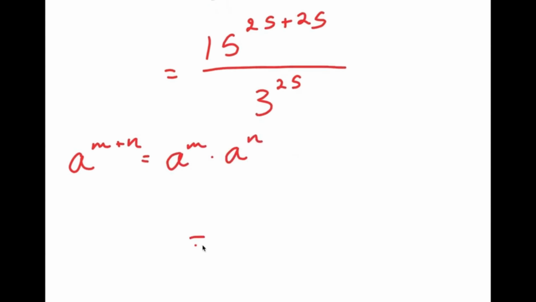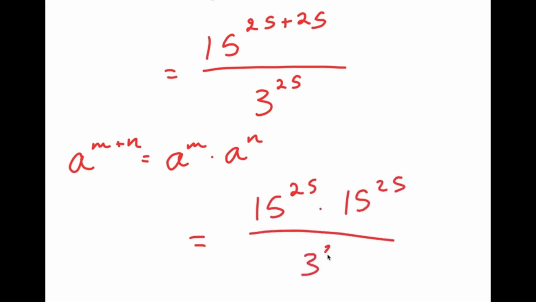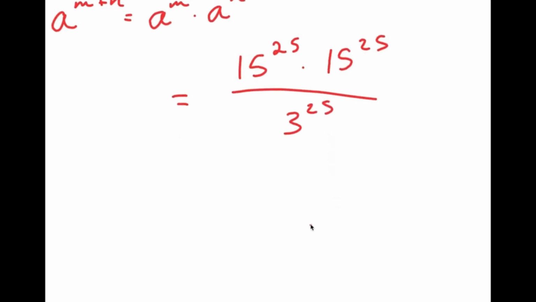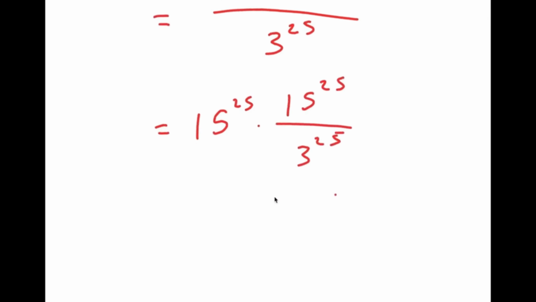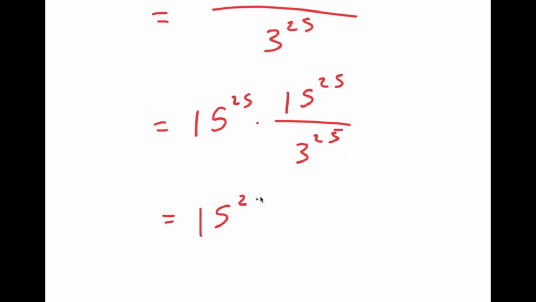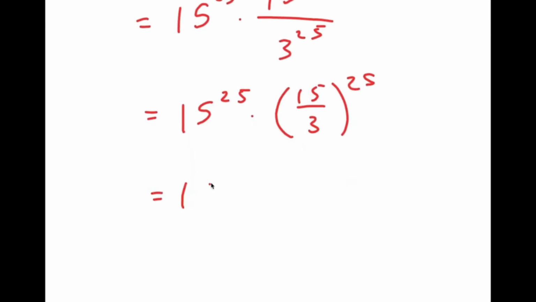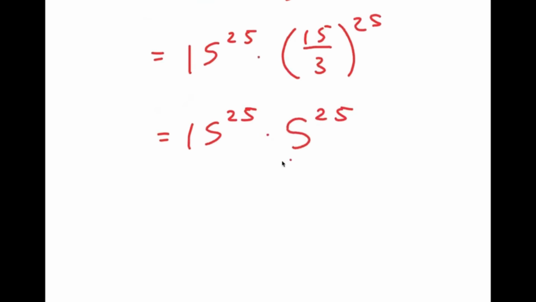So in this case, 15 to the power of 25 plus 25 is going to equal 15 to the power of 25 times 15 to the power of 25, and I have this over 3 to the power of 25. And now this is equal to 15 to the power of 25 times 15 to the power of 25 over 3 to the power of 25, which is equal to 15 to the power of 25 times 15 over 3 to the power of 25. And this is equal to 15 to the power of 25 times 5 to the power of 25.